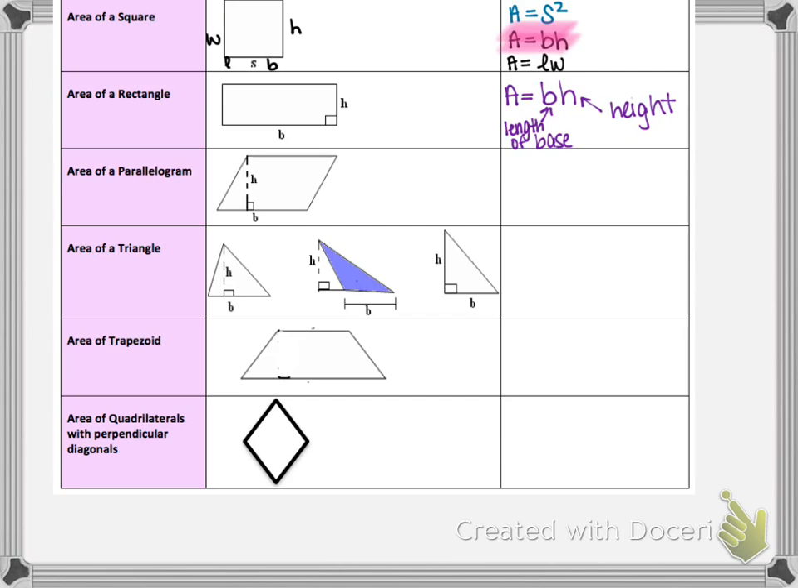Lovely. All right, now, we know that a rectangle is just a special type of parallelogram. So the area of a parallelogram is still base times height. But the important thing to remember is that your height needs to be perpendicular. I'll write that in words. Has to be perpendicular to the base. You have to have that right angle.